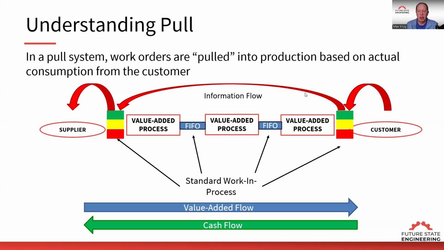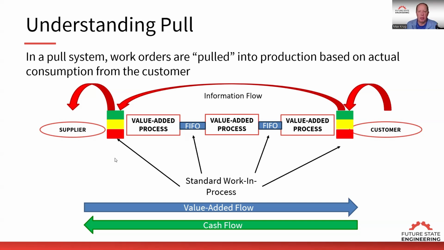Pull, we're looking at the downstream operations, and the downstream operations are determining when to release more work into the process. So it starts with the customer. When they have a demand signal to produce something, what we're going to do is release work based on their demand signal.